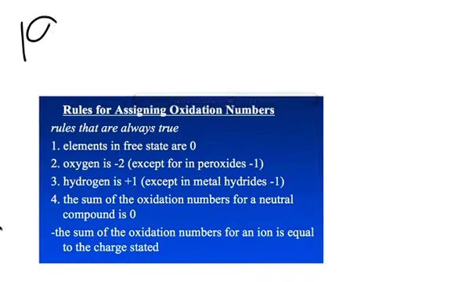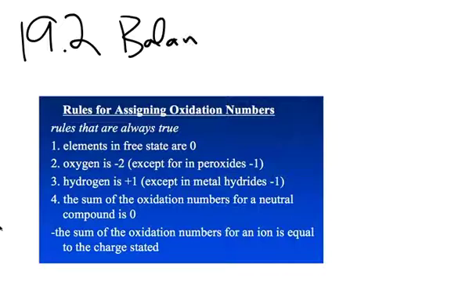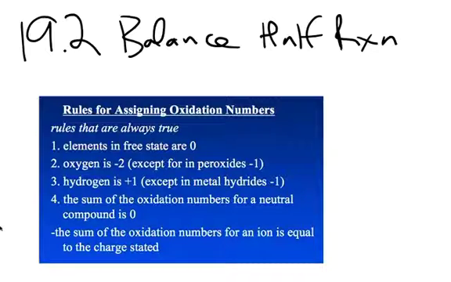What we're going to do in 19.2 is balance half reactions, oxidation and reduction half reactions. And why we're going to balance half reactions is we're looking at the number of electrons being transferred in that reaction. Remember, oxidation reduction is a transfer of electrons. Now we want to balance what that transfer is.